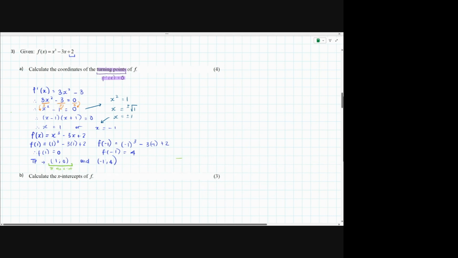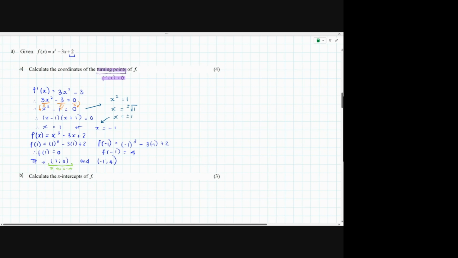So if I start to imagine my cubic function, we know we've got a turning point at -1, 4, so let's just pretend it's there. And we have a turning point at 1, 0. You're going to have something that looks like that, where you've got a turning point and an x-intercept. So just bear that in mind. I can guarantee you we're probably going to have to sketch this graph at some point, and so starting to think about the shape is really important.